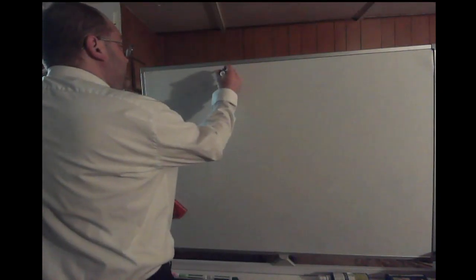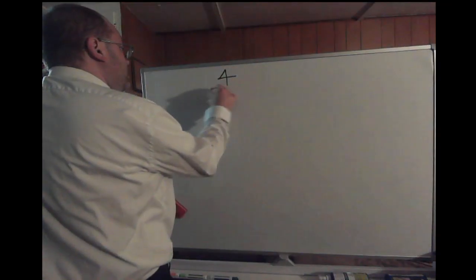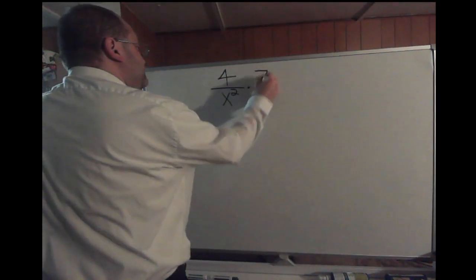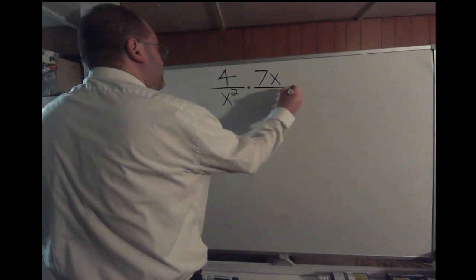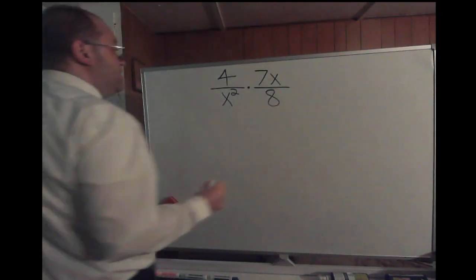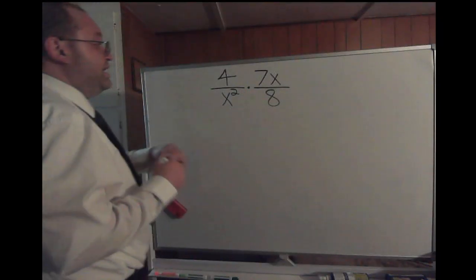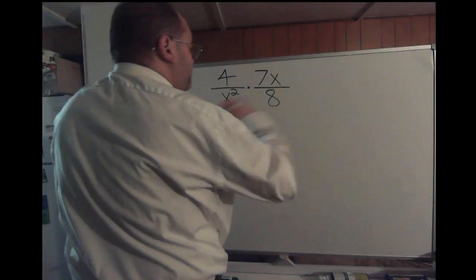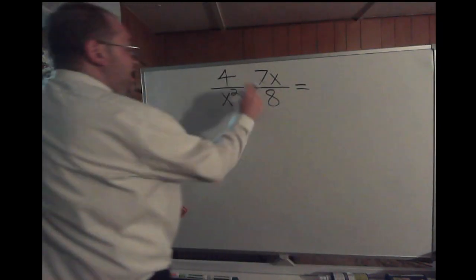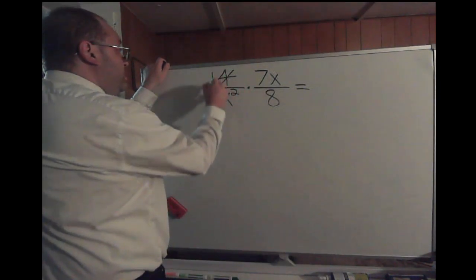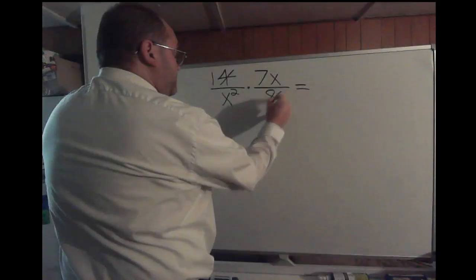Alright, let's see. We've got 4 over x squared times 7x over 8. Well, between the 4 and 8, 4 is the greatest common factor of both of those. So if you divide 4 by 4, you get 1. Divide 8 by 4, you get 2.